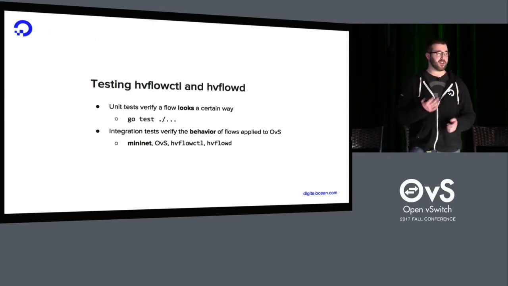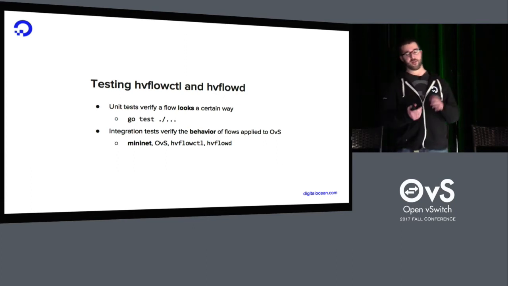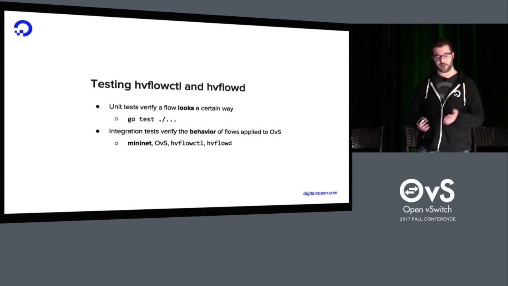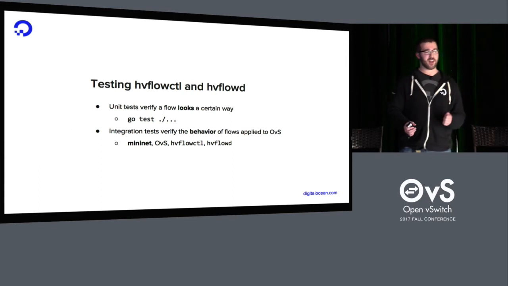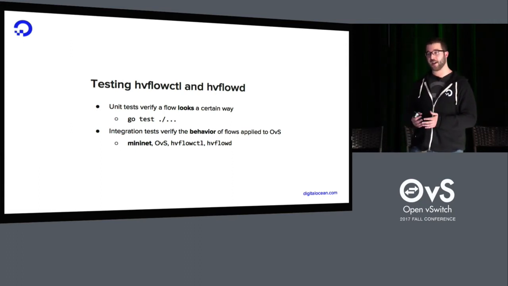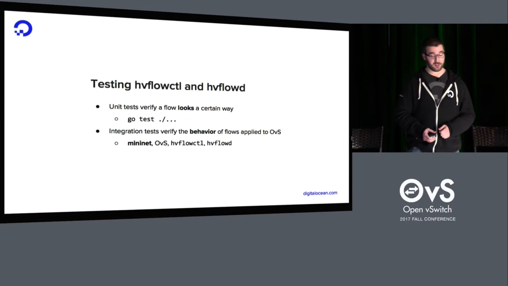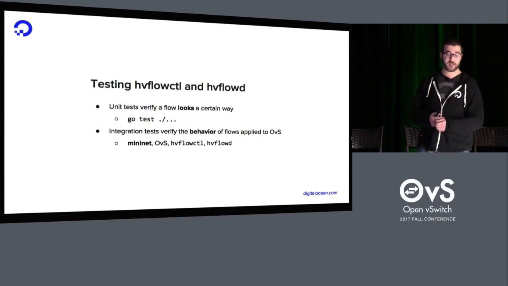So now that we've introduced these two daemons, how do we test them? Well, we have a series of unit tests that verify our flows look a certain way. So given some set of inputs and some flow structures, we can verify that we produce the correct flow strings. But that doesn't actually validate the semantic correctness of the flows necessarily, or the fact that they could establish connectivity. So we have a series of integration tests that verify the behavior of flows we apply to OVS. And for this, we use Mininet, OVS, HPFlow CTL, and HPFlow D.